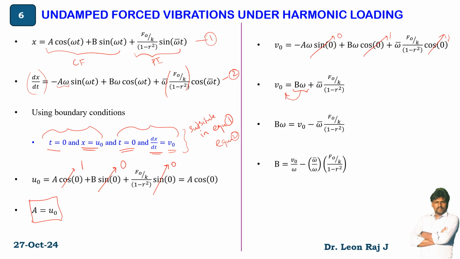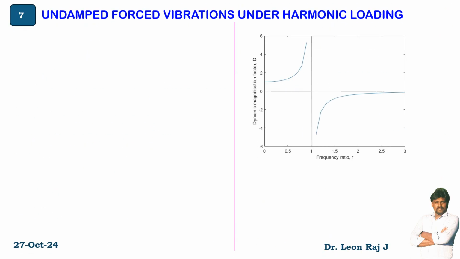So for the whole term b, just substitute with omega, and this term turns into r, and already you have 1 minus r square. So b equal to v0 by omega minus omega bar by omega, f0 by k, 1 minus r square. So this is nothing but b equal to v0 by omega minus r into f0 by k, 1 minus r square.